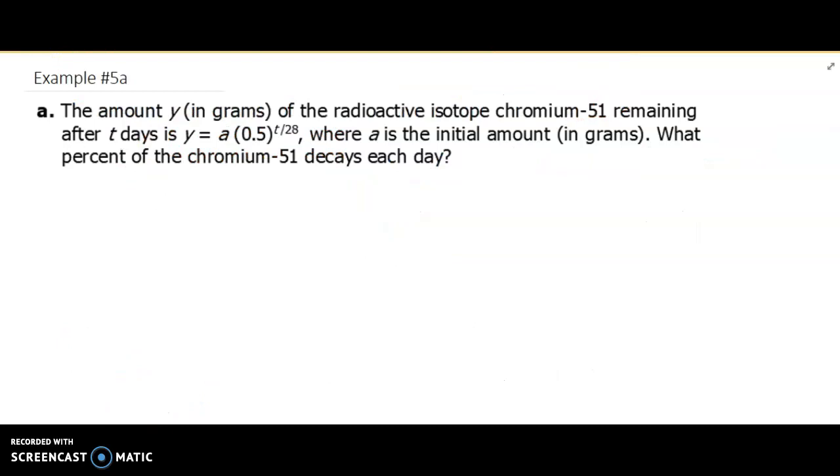All right, let's look at example 5a now. This is kind of the same thing, but we're going to have to do one more thing. It says the amount y in grams of a radioactive isotope chromium-51 remaining after t days. Here's our equation. We're given our equation.